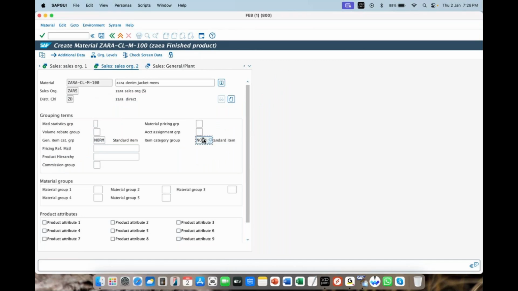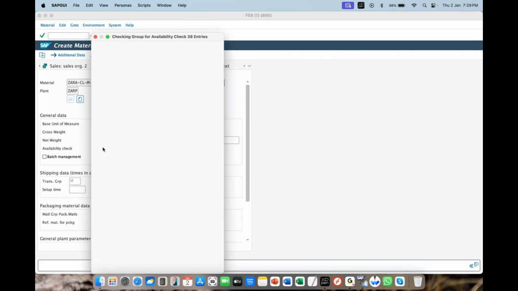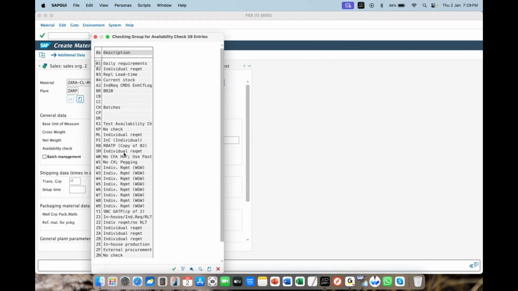The default is, do not disturb it under sales org 2 view. Continue. Sales general slash plant. Availability check, transportation group, loading group. Okay. So your everyday sale is based on the everyday stock availability.